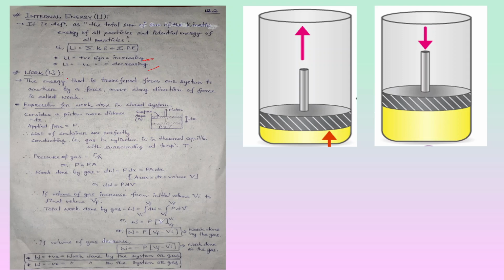Now the next one is work, the energy that is transferred from one system to another by applying force. That energy moves along with the direction of force, that is our work. And that work is expressed for a closed system. You see, this is a closed system, here this is the piston, and here some gas is present.